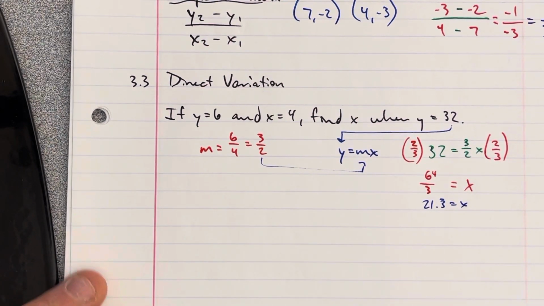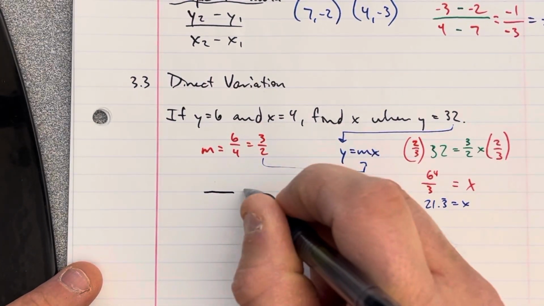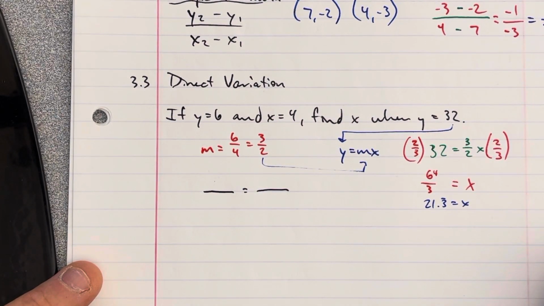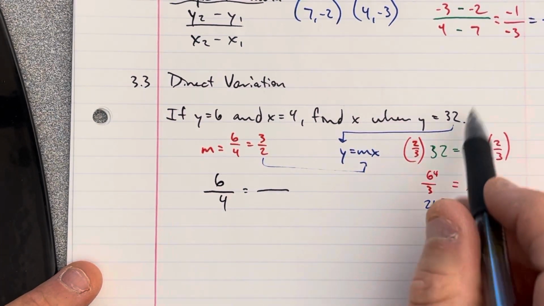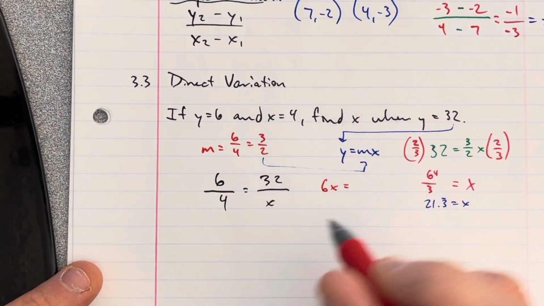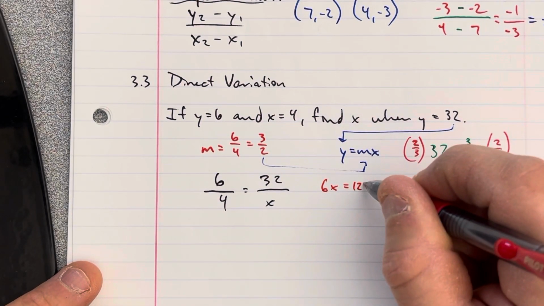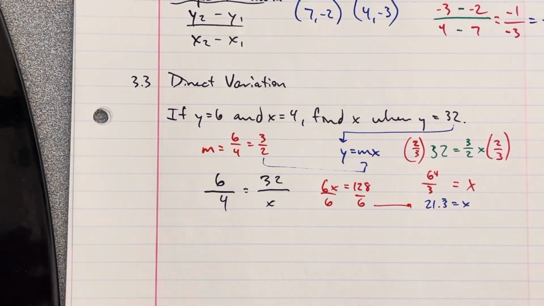All right, so that's one way we can do it. Or I said, hey, let's use the idea of proportions. Something over something equals something over something else. 6 is y, 4 is x, 32 is y. We don't know what x is. And we can cross multiply and solve, and I get 6x equals 128. If I divide by 6, I still am going to get that number. So either way would work. I just have to either create a slope or set up a proportion. Same type of idea, though.